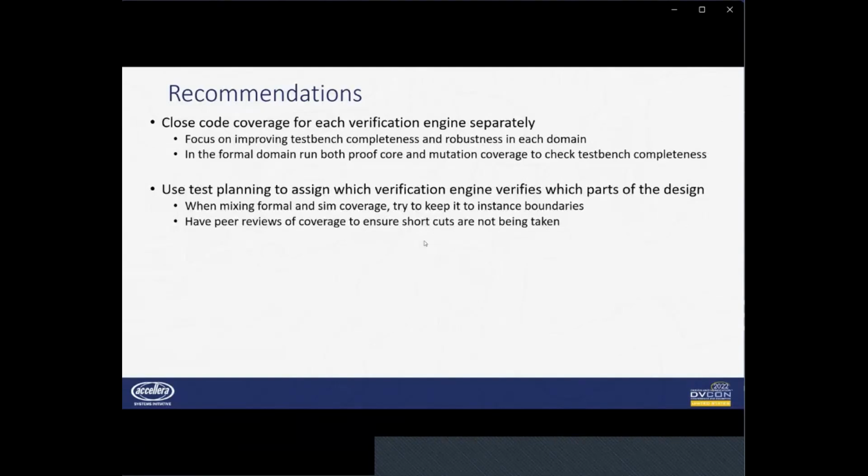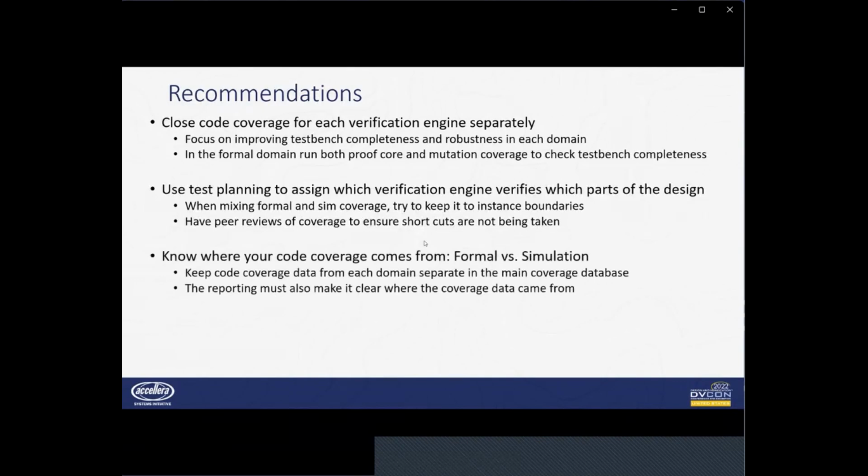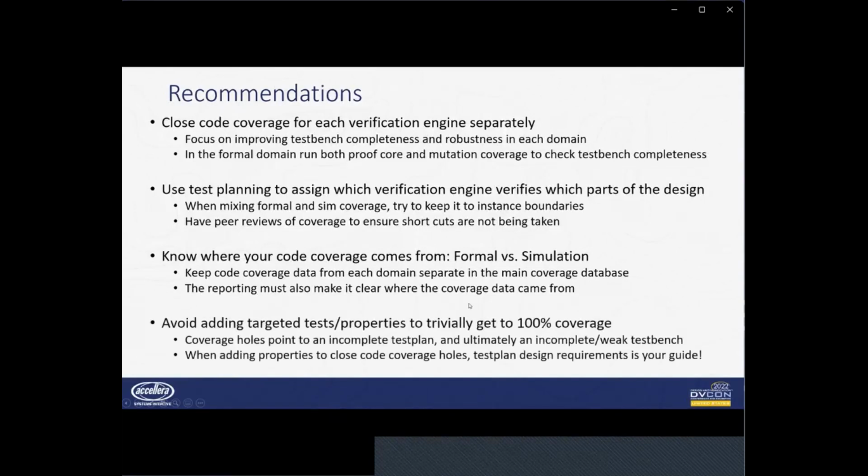It's also recommended to make sure you have peer reviews to make sure that there aren't any shortcuts being taken or the properties, for example, in formal are tied to your requirements. Know where your code coverage comes from. Is it coming from formal? Is it coming from simulation? As you're merging stuff together, this is important to know where the coverage came from, especially in your peer reviews. You want to make sure that you're reporting, whether it's in various GUI environments or HTML or text, that you know where the coverage came from, and then you can make proper choices about where to go next.